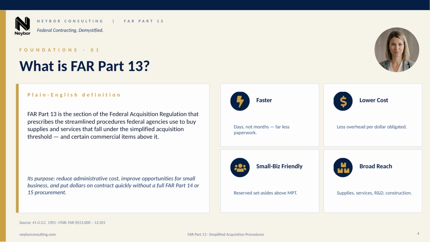Look at the 4 tiles on the right. First, it is faster, days instead of months. Second, it is lower cost, less paperwork per dollar obligated. Third, it is small business friendly, because every buy above the micro-purchase threshold but at or below the simplified acquisition threshold is reserved for small business. And fourth, it has broad reach, supplies, services, even research and development and construction, all the way up to the cap. If you understand FAR Part 13, you understand the lane the federal government most wants to buy in.